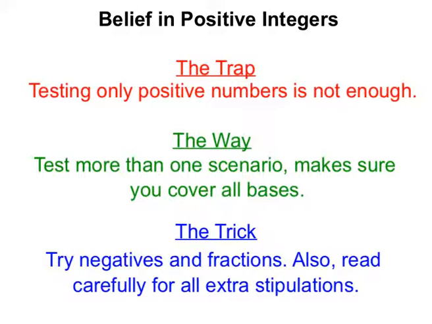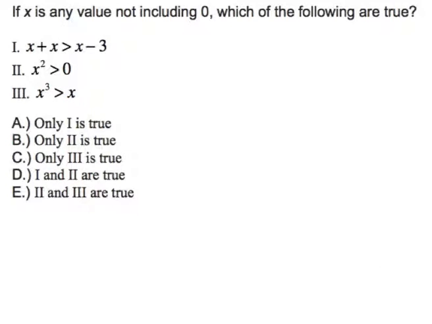And the numbers that are passed up more often are negatives and fractions. So let's take a look at a question that deals with that. So x is any value. So notice it says any value, not integer, not whole number. Any value but not 0. Which of the following are true? So if I want to try the first one, it's pretty tempting to plug in, say, 2 plus 2 greater than 2 minus 3. I already figured out that that one is false. That's no good. So I tried a positive, it didn't work.